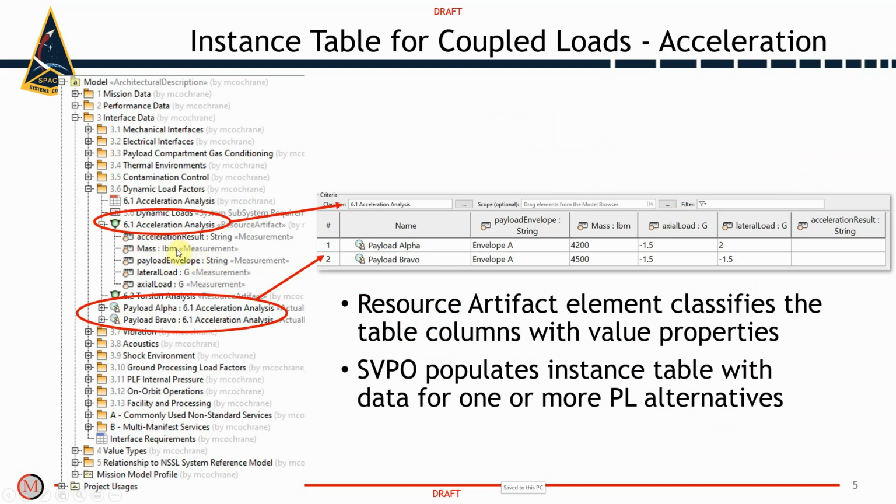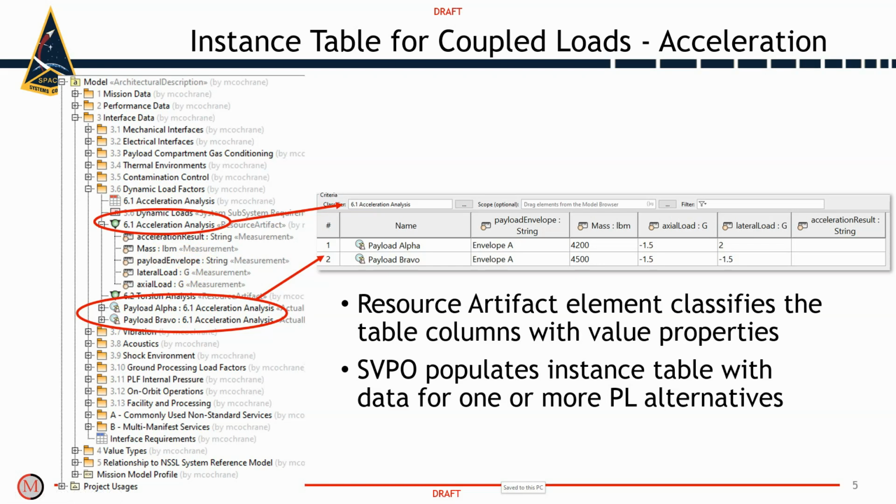In this case, mass in pounds mass, the payload envelope type, the lateral load and axial loads in G's. This is the data that the Space Vehicle Program Office or the Space Vehicle Contractor is going to be providing in the MRA, saying these are the loads that our space vehicle can withstand. This is the mass of our space vehicle.